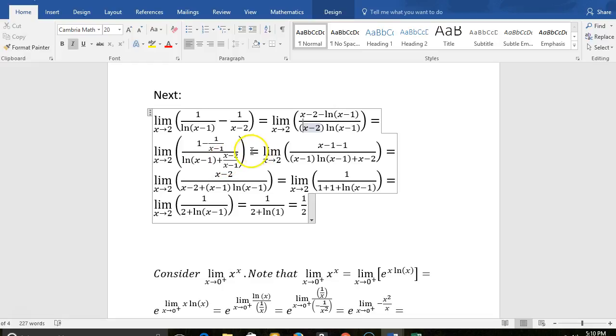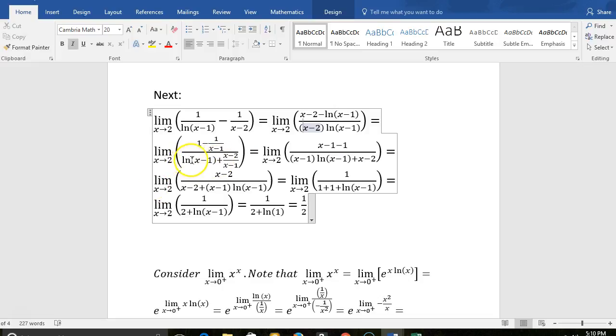So that's equal to the limit as x goes to 2. Now I need to clean this up. I'm just going to do some algebra now. By common denominator, I'm going to multiply the top and the bottom by x minus 1. So if I distribute x minus 1 through the top, x minus 1 times 1 itself is x minus 1, and x minus 1 times 1 over x minus 1 is just 1.